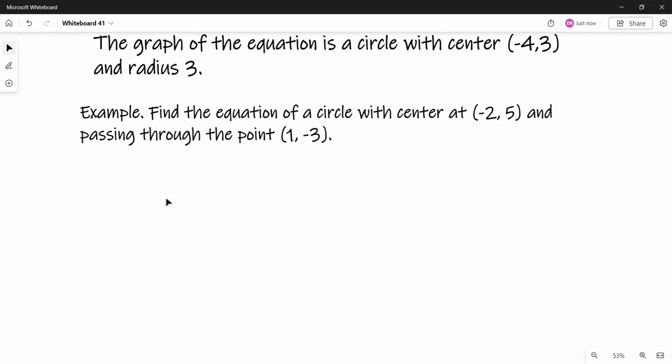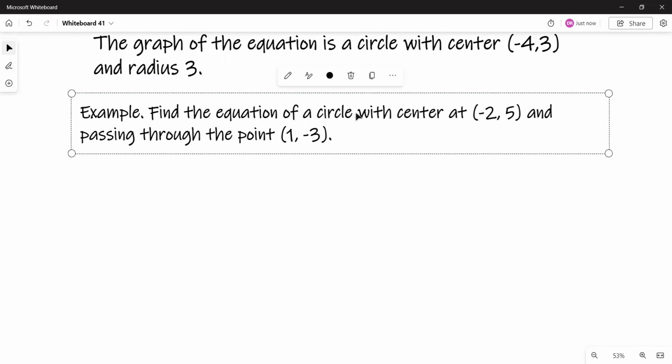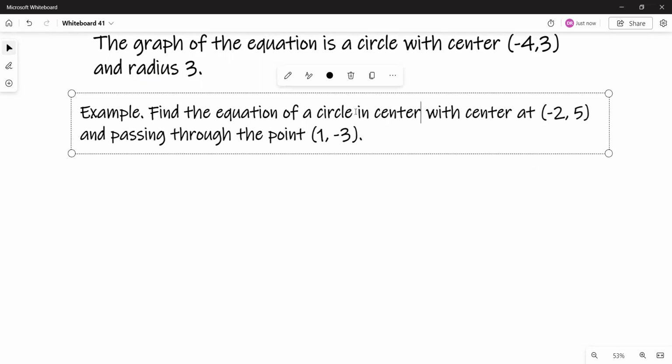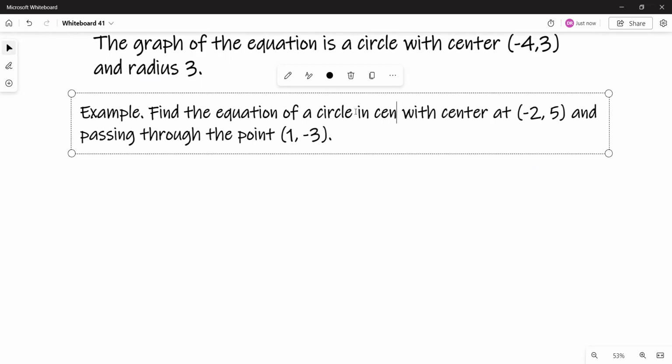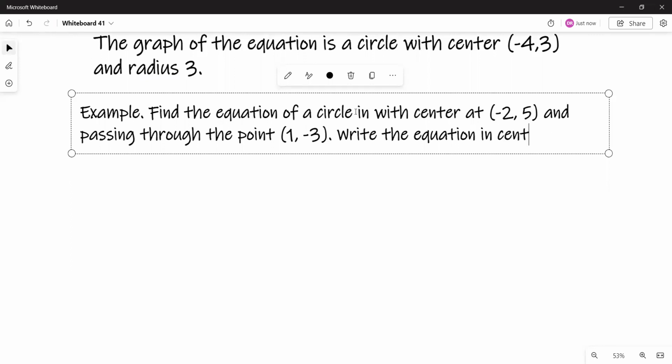Okay, so we know the center and we know a point. Also find the equation of a circle. We're going to find that in center radius form. So write the equation in center radius form.